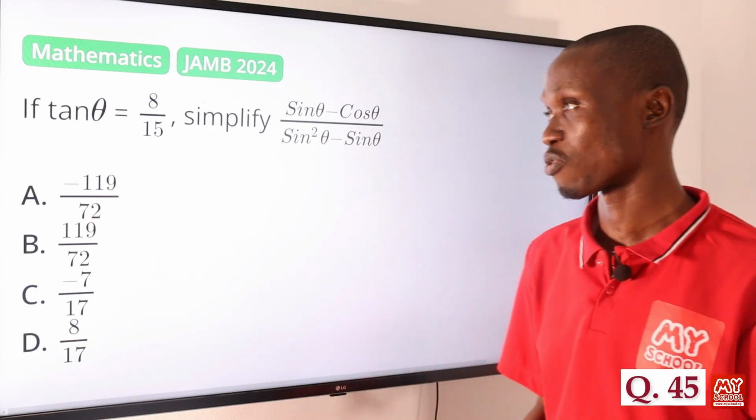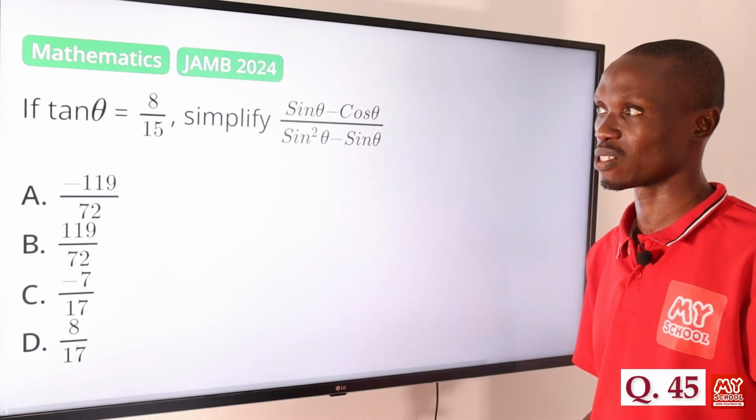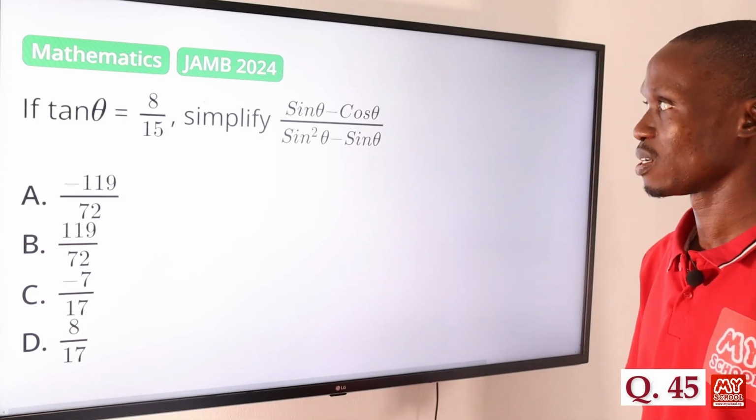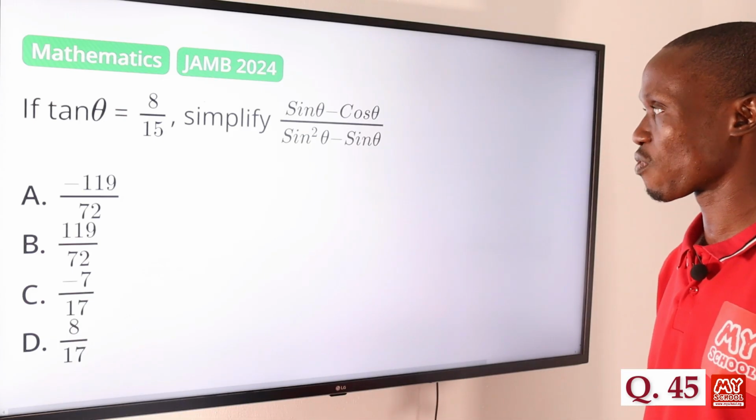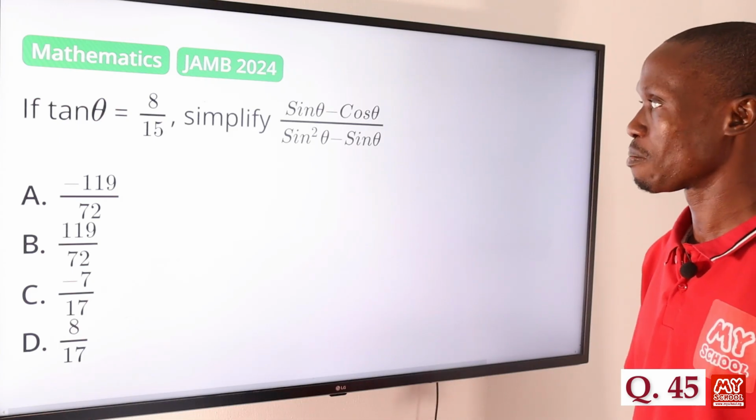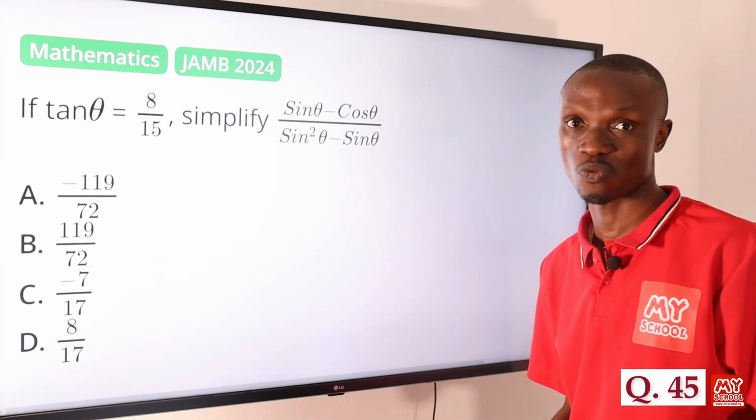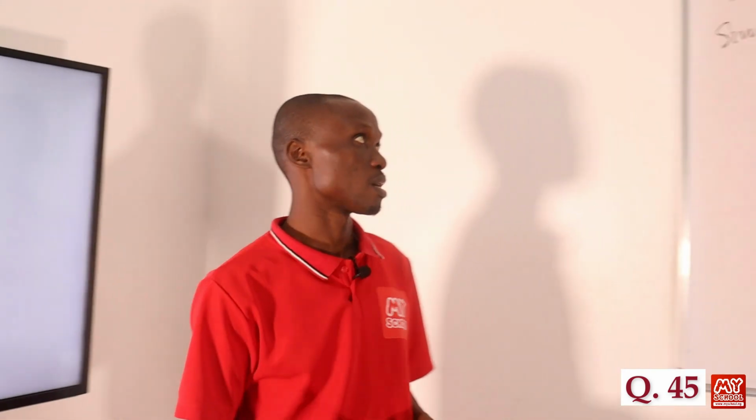Moving on to question 45. If tan theta is equal to 8 over 15, simplify (sin theta minus cos theta) over (sin squared theta minus sin theta). So let's move over to the board to provide the answer.